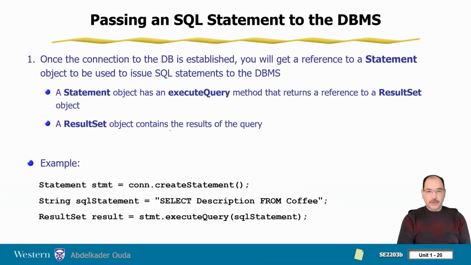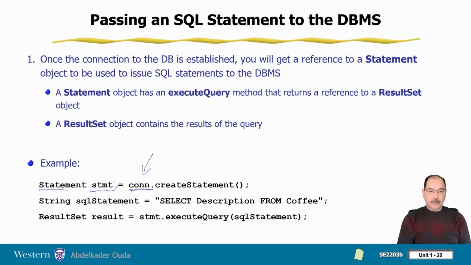To send the commands, we need to send a statement. To send a statement, we need to create an object of type Statement. So what we're going to do is use the connection object and call the method createStatement. This returns an object of type Statement, and I call my object stmt. Again, we use the object that refers to the connection to the database. That object has a method called createStatement. This will return an object of type Statement. I call it stmt.